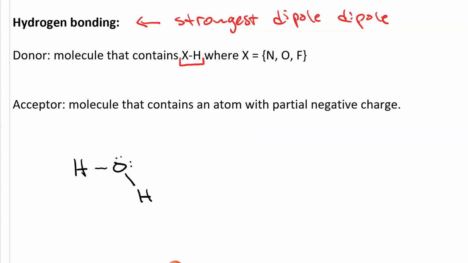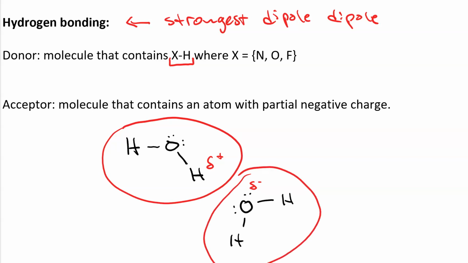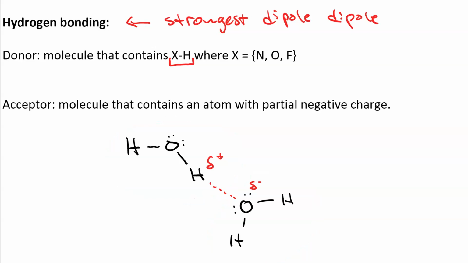You also have to have an acceptor, which is any molecule that contains an atom with partial negative charge. So any molecule that is a hydrogen bond donor is also a hydrogen bond acceptor. So here, this water molecule is going to act as the donor, this water molecule is going to act as the acceptor. And that dotted line represents the hydrogen bond.